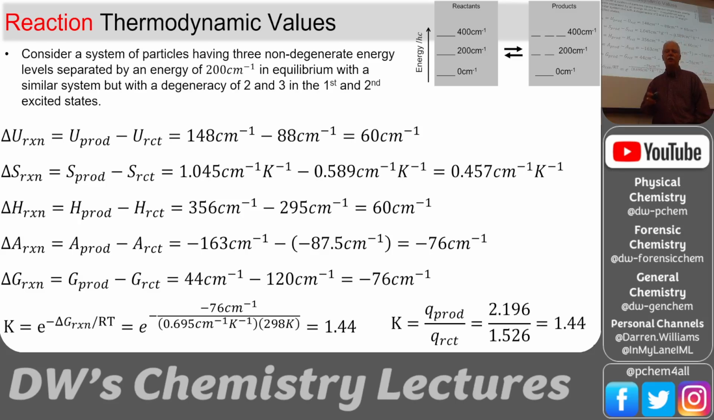Now, you could have also done this equilibrium constant straight from the partition functions. So if you take the product partition function, which was 2.96, and the reactant 1.5, you get 1.44. So from the very beginning, even above the USHAG deltas, we had the Q's. We had the Q for product, Q for reactant. You could calculate the equilibrium constant.